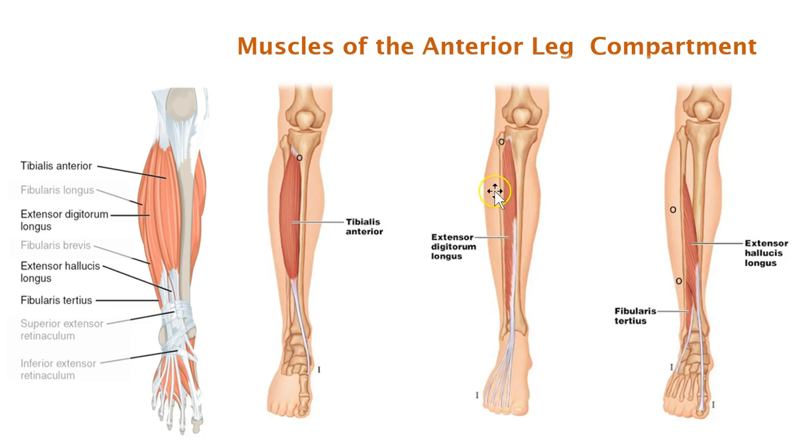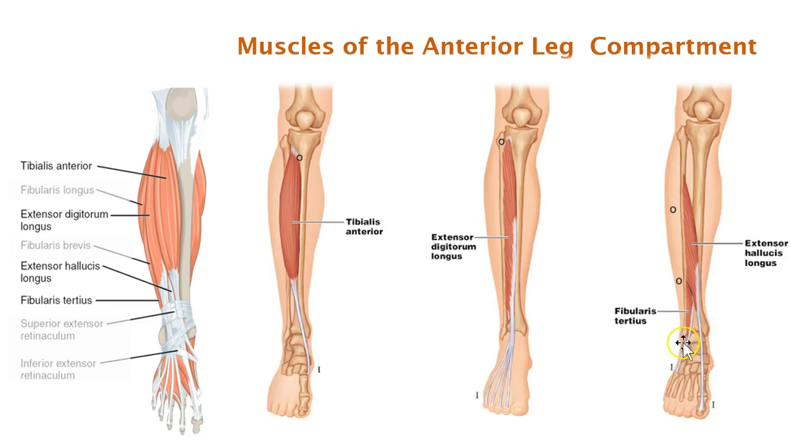Under the partial cover of extensor digitorum longus as well as the tibialis anterior, we can find the extensor hallucis longus. It's going to originate from the fibula, descend down, cross the ankle joint, cross the first MTP joint, and insert onto the distal phalanx of the great toe. Therefore, it also can assist with dorsiflexion of the ankle, but primarily its role is to dorsiflex or extend the first MTP.